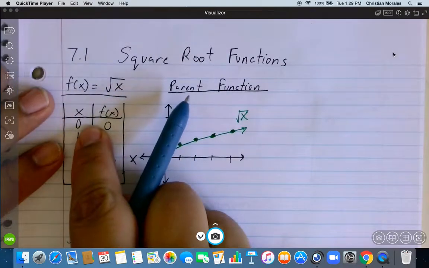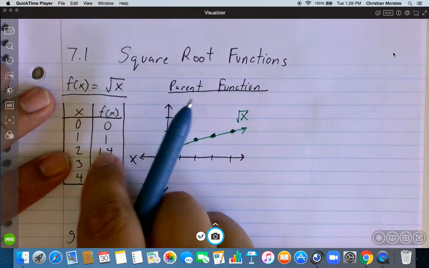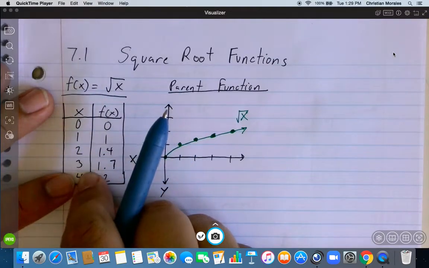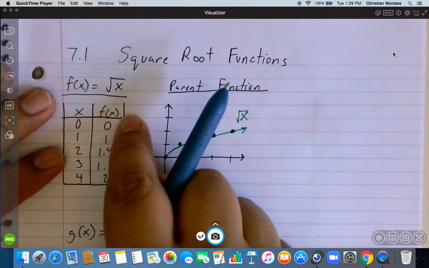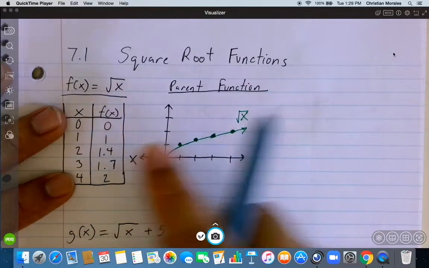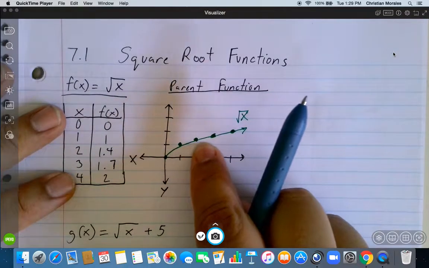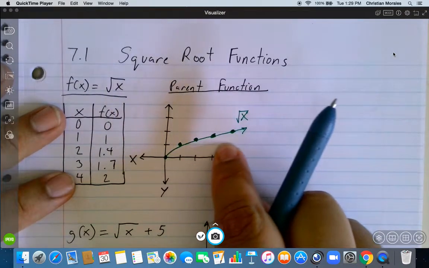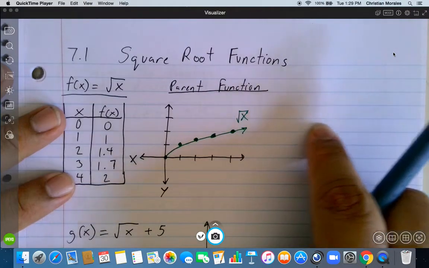So square root of 0, 0. Square root of 1 is 1. Square root of 2 is 1.4. Square root of 3 is 1.7. Square root of 4 is 2. And if you turn these into coordinates, you have points that are slowly curving upwards. And now it's still going up.